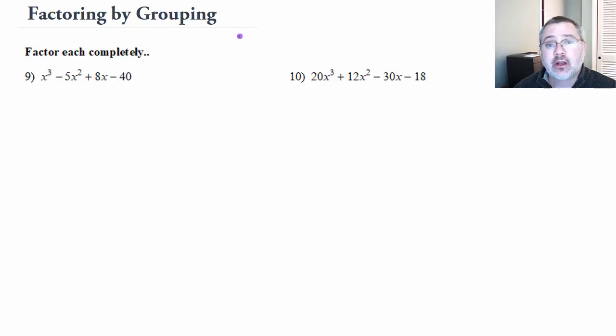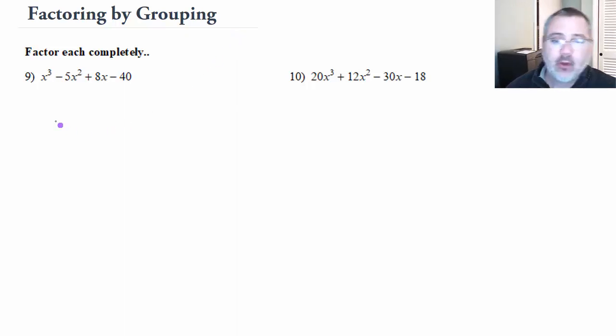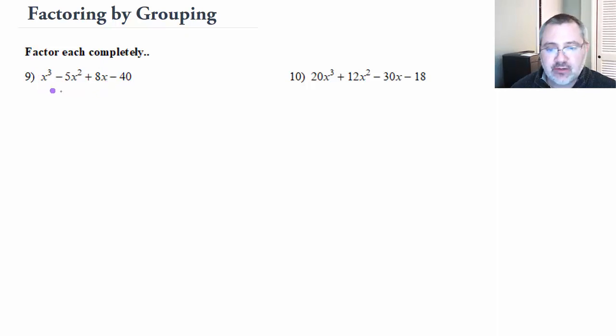Today we're going to be talking about the strategy of factoring by grouping. Factoring by grouping tends to be used quite a bit when you have 4 or more terms. So let's go ahead and take a look at this. We have x to the third minus 5x squared plus 8x minus 40. You might want to put these 3 terms together because they have a common factor of x, but you really have to focus on all 4 terms.